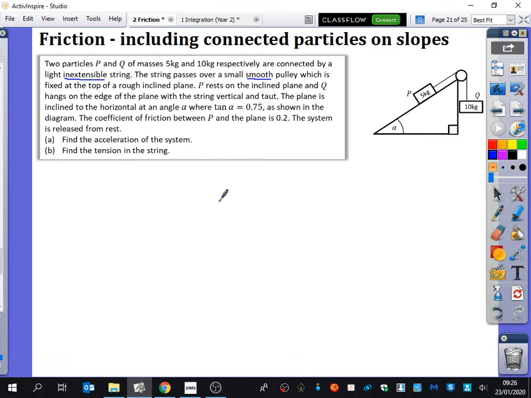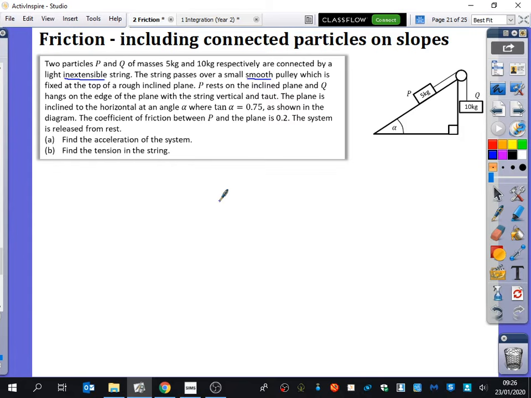What does it mean if the pulley is smooth? It means the pulley has no friction. What consequence does that have on our model? What does it mean about the tension? It's the same on either side of the pulley. Remember, if the pulley was rusty or something, one side might snag more than the other, so one side's tension might be higher than the other one.